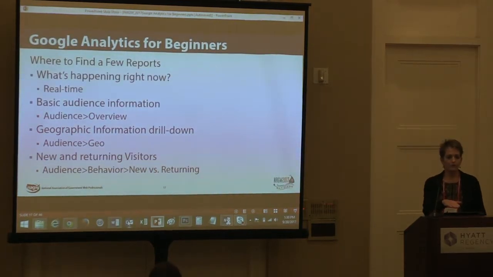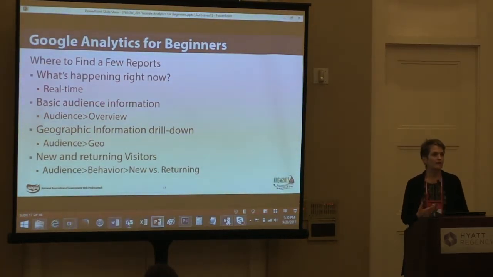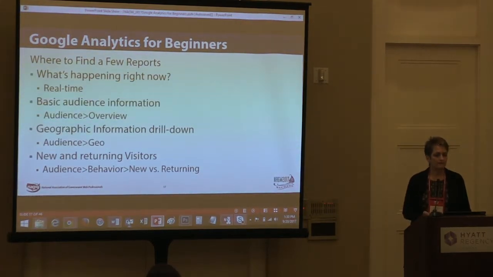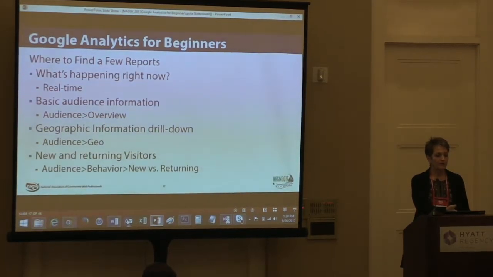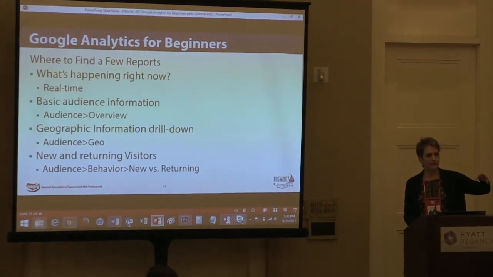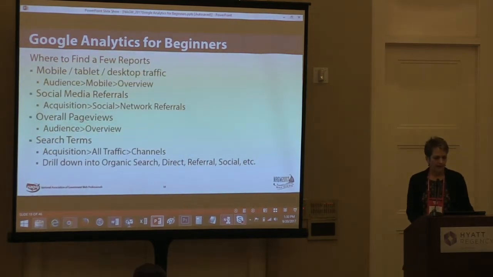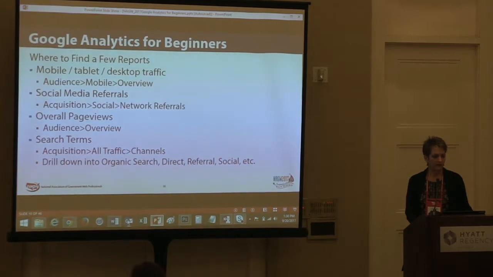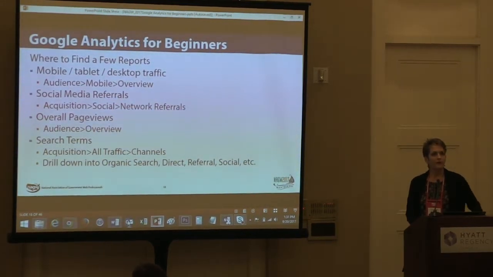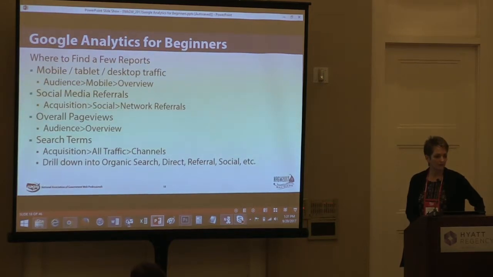I'm not going to go through each one of these, but I put it in the presentation so you have a little roadmap later on. So you can find out what's happening right now under real time, basic audience information. Audience is in that main left navigation for Google, and then you just go to overview, geographic information, drill down. So each one of these is going to give you the roadmap to get to these different analytics that you can then find later on. Mobile, tablet, desktop traffic, social media referrals. That's been very helpful for us to see how our social media referrals have grown.